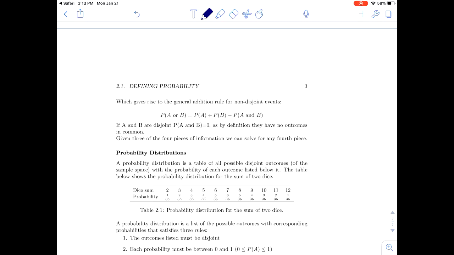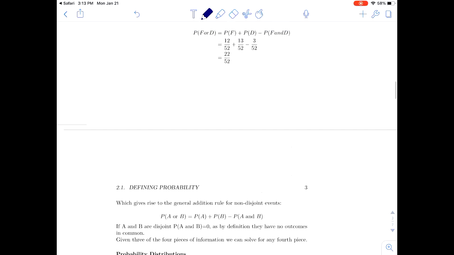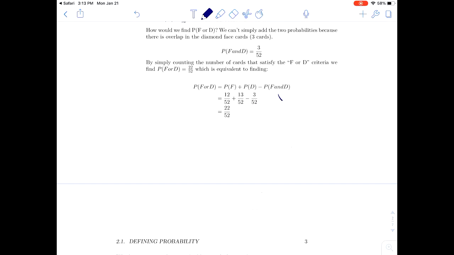So, let's just make a note here, right? What we're doing here is that we subtract the overlap.